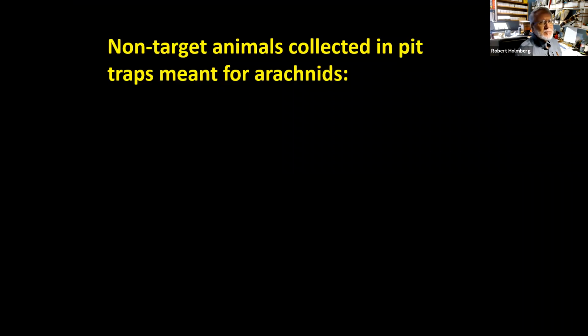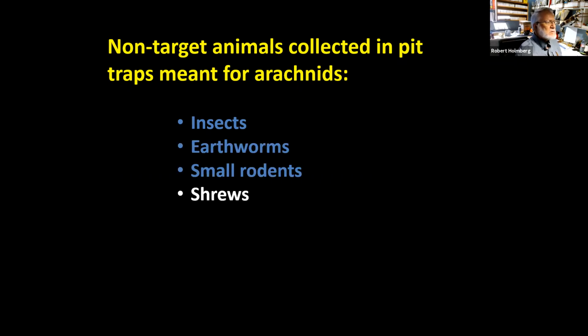Now, I have used pit traps for a long period of time, and I've collected various non-target things, especially insects. You get all kinds of insects that you really are not interested in and don't want to collect, but you do. And occasionally you get earthworms, depending on the situation, small rodents, shrews, amphibians of various kinds, and once I even caught a bat. I don't know what the bat was doing crawling around on the ground, but it went into the pit trap and died.